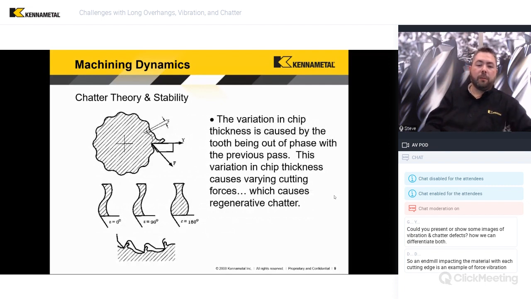And hopefully this slide will help to make that clear. So this is a really good breakdown of looking at the tooth of a tool coming through and changing with chip thickness based on being either in phase or out of phase. So what do we mean by in phase and out of phase? I think that's really important for us to talk about here.